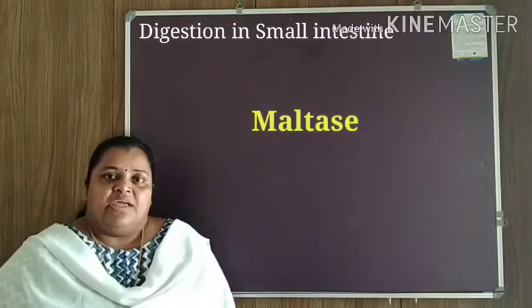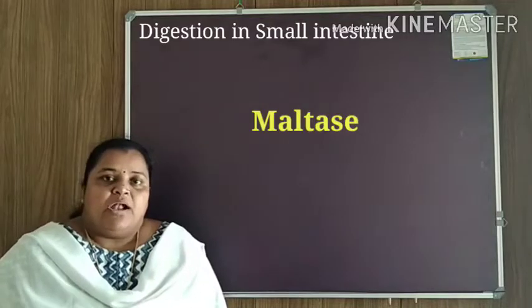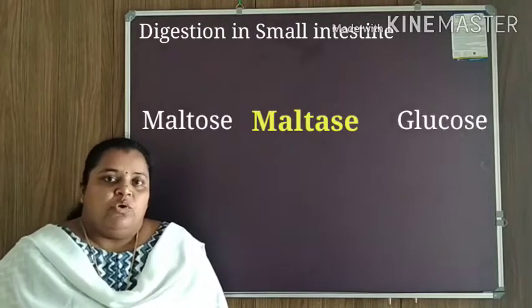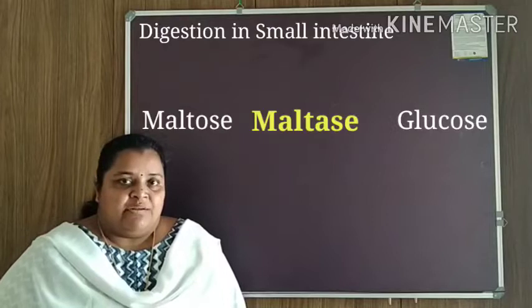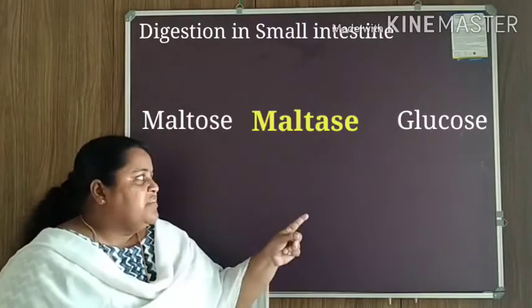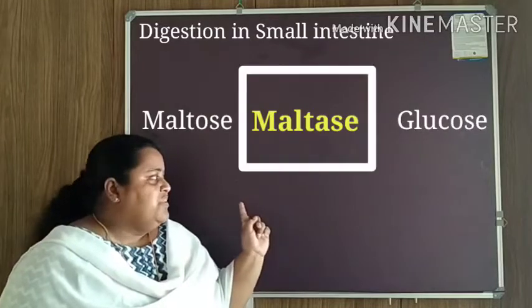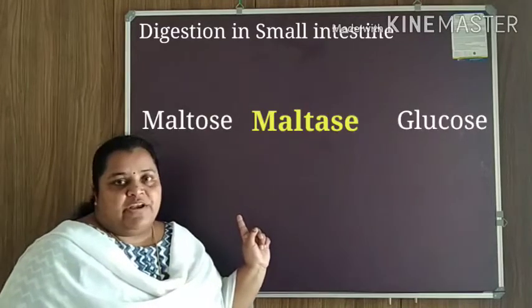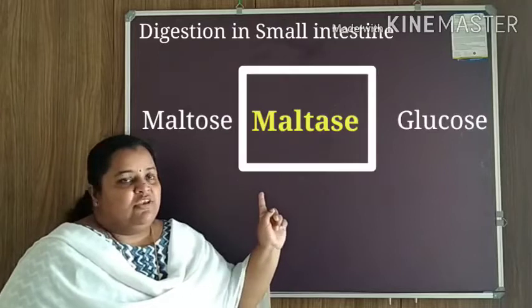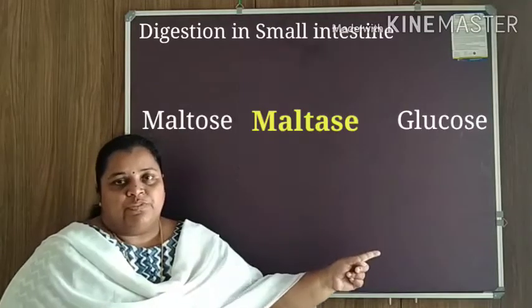Maltase. It converts maltose into glucose. The name of the enzyme is maltase. It converts the complex carbohydrate maltose into glucose.